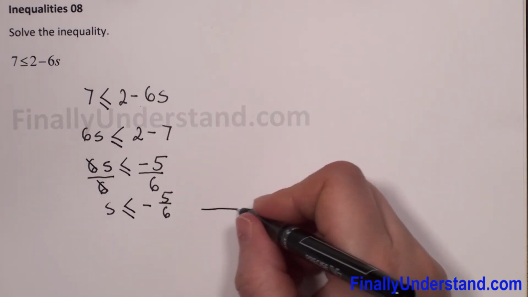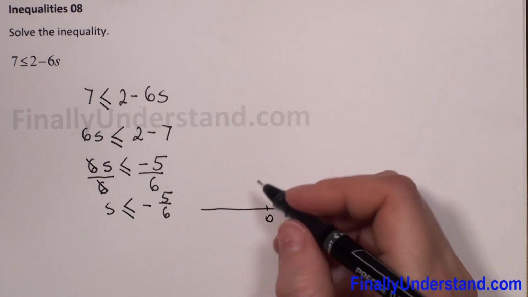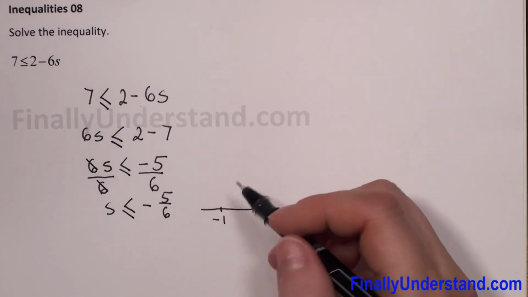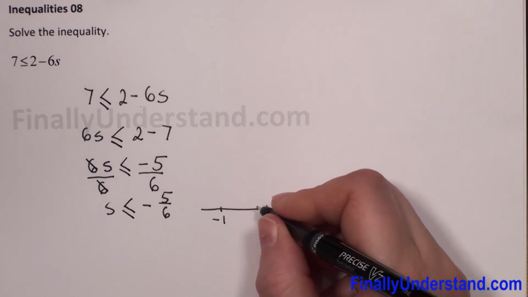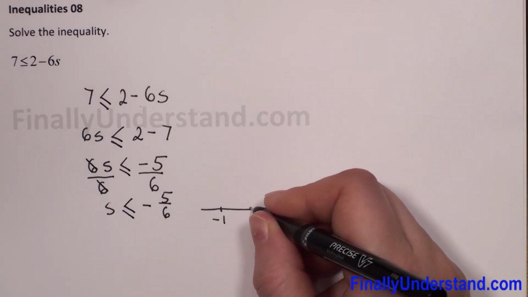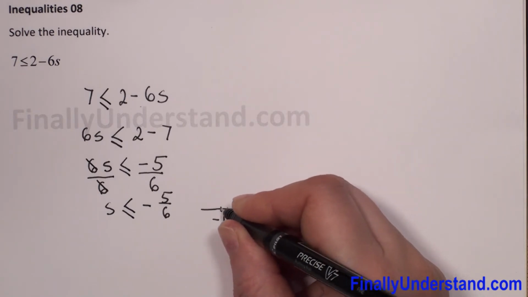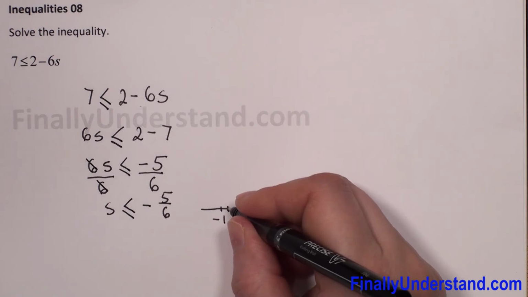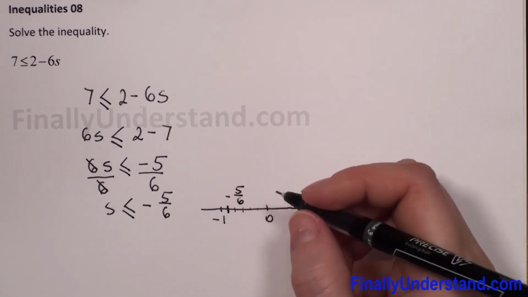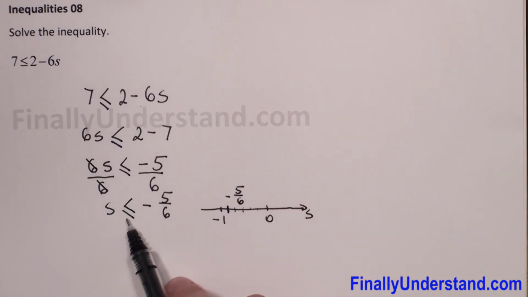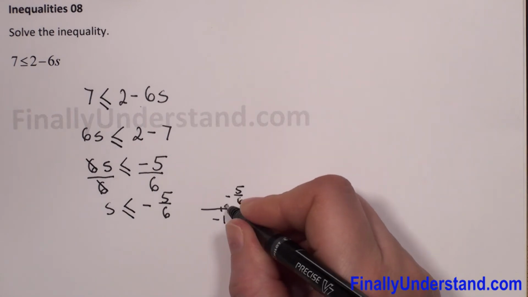Now I can draw the number line for s. I have 0, negative 1. I need 5 over 6, so I have to divide this unit into 6 parts: 2, 3, 4, 5. So here will be negative 5 over 6. Because I have the sign less than or equal to, negative 5/6 is included.